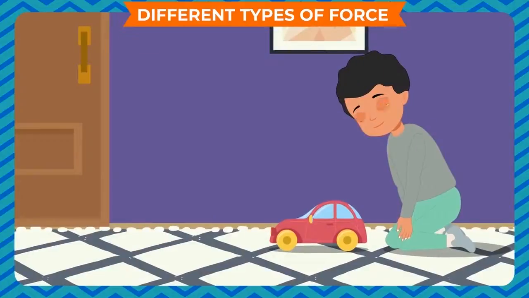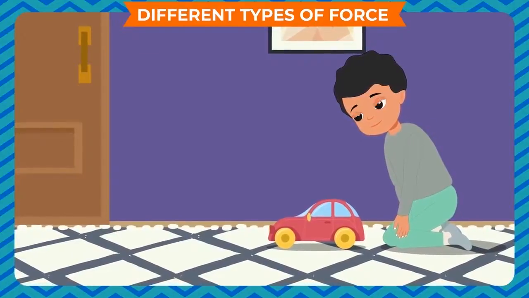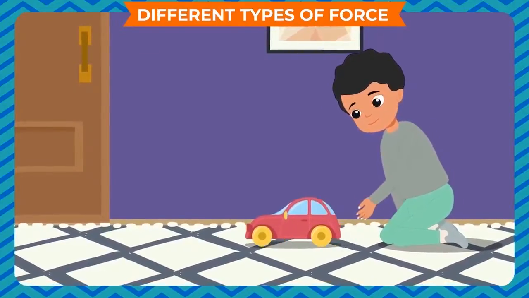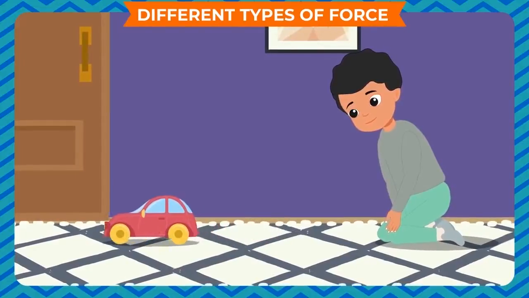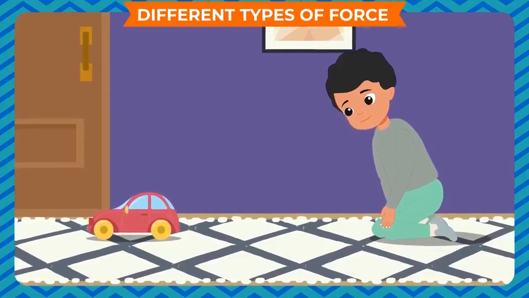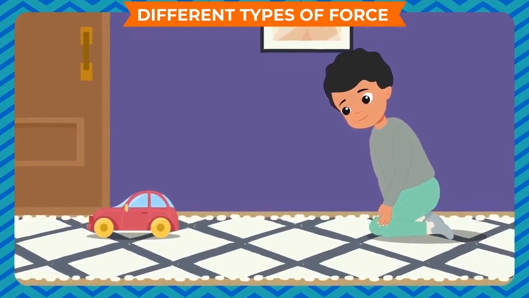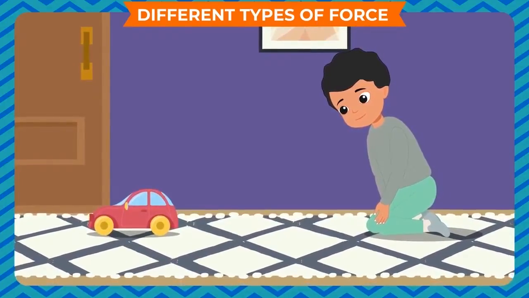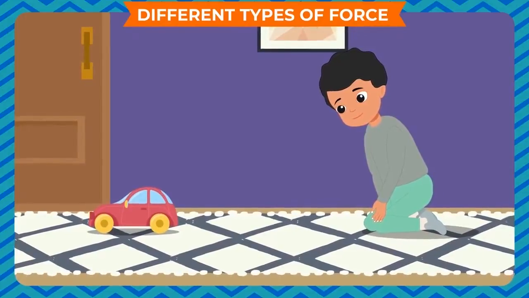When we play with the toy car on the floor, it slows down and then stops after some time. Here, the toy car and the floor are rubbing against each other, and so the frictional force acts between them and stops the toy car.